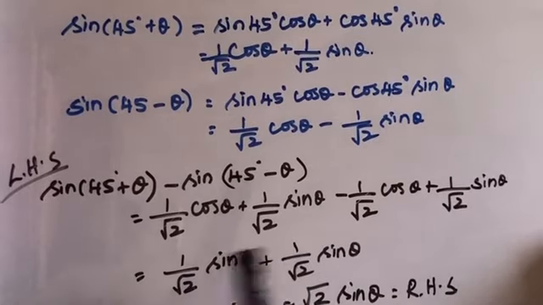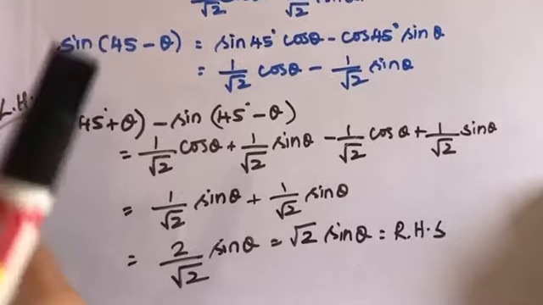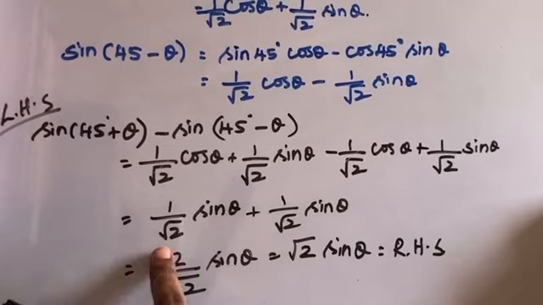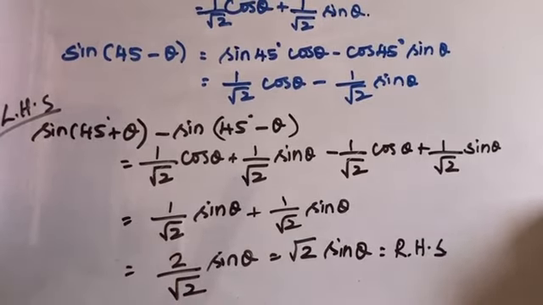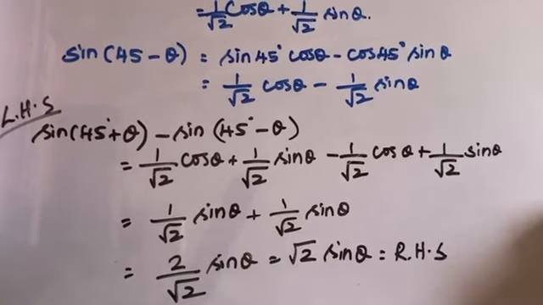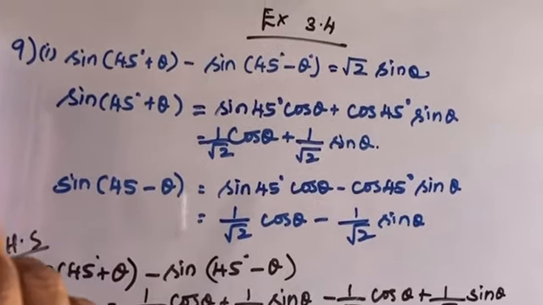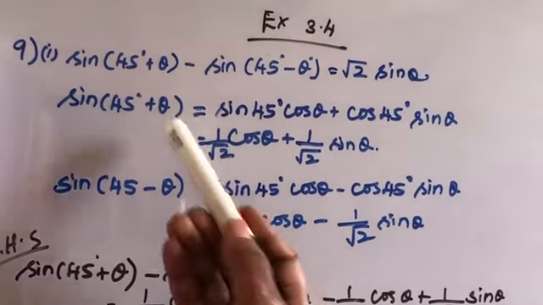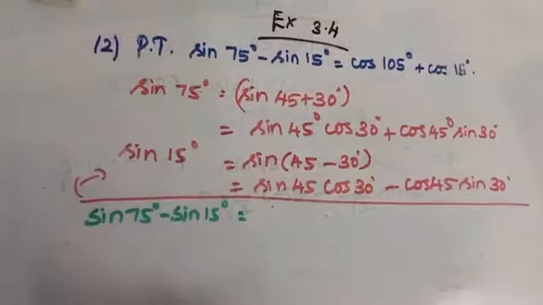While adding these two, you get 2 by root 2 sin theta. 2 and root 2 will get cancelled. So 2 will become root 2 times root 2, so root 2 and root 2 will get cancelled. So it is root 2 sin theta, and that is our RHS, and hence we have proved the result. What is more important is that you should know the formula clearly. If you know the formula, then you can substitute and simplify it. So, okay, thank you. 12th problem.